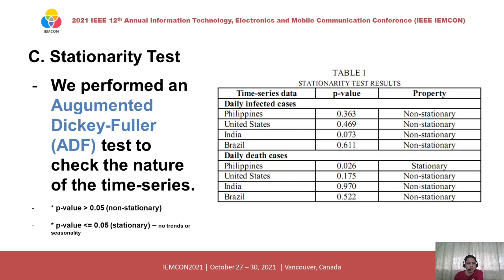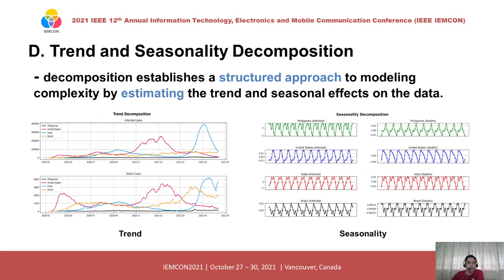First method, we use a stationarity test. We perform an Augmented Dickey-Fuller test to check the nature of the time series. This is important because this test reveals whether the time series is non-stationary or stationary, and if it will exhibit a trend and seasonality. We also have trend and seasonality decomposition as a methodology. We decompose the time series as a structured approach. This is also very important to know what hyperparameters will be set for the given models.